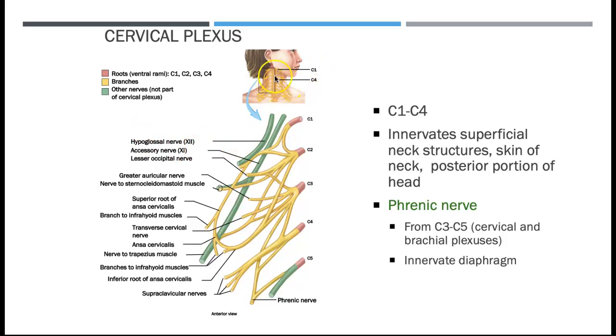Like we said, we will find this in the cervical region starting from C1 all the way to C4, and it's going to innervate our superficial neck structure, skin of the neck, and posterior portion of the head. And we have a very special nerve that is given off, and I'm only going to talk about the phrenic nerve, and that comes from C3, 4, and 5. C5 is going to be shared with our brachial plexus, but this nerve is special because it is going to go down and supply the diaphragm.